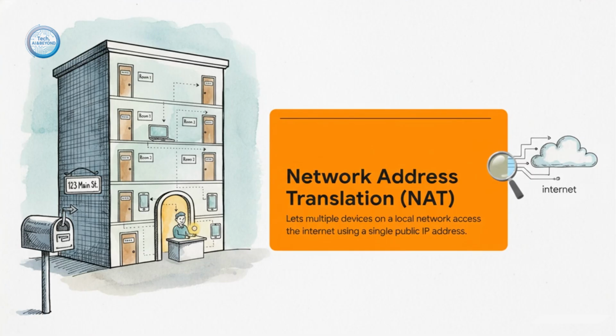The solution is a process called Network Address Translation, or NAT. Your home router acts as a sort of digital receptionist for your whole network. The best analogy is an office building. The building has one main street address. That's your public IP. But inside, it has tons of different office numbers. Those are your private IPs. NAT is the receptionist who sits at the front desk and makes sure a package from the outside world gets to the right person in the right office.